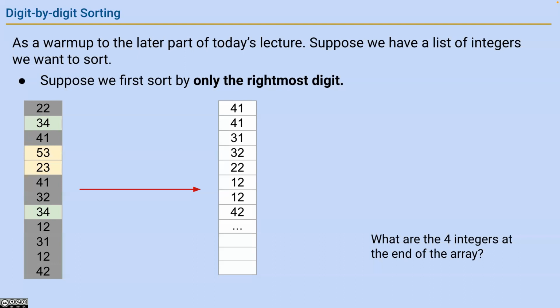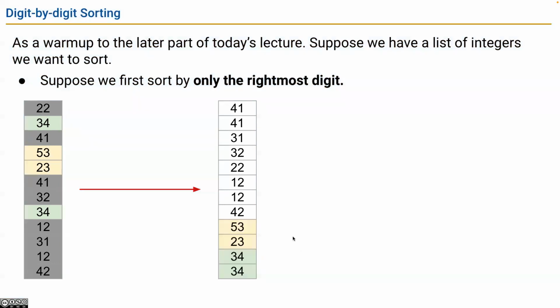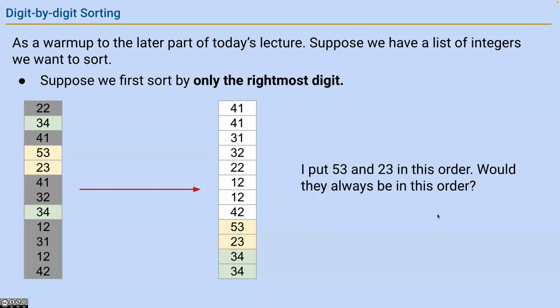Okay, what I came up with was 53, 23, 34, 34. The idea is that the numbers that end in 3 go here, and the numbers that end in 4 go there. All right, I put 53 and 23 in that order, but would they always be in that order? This is a wide open question, so you think about that for a minute.